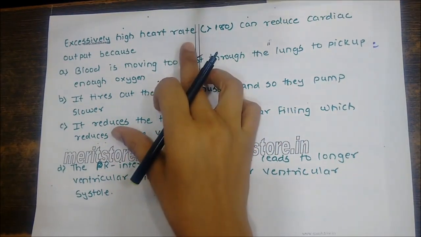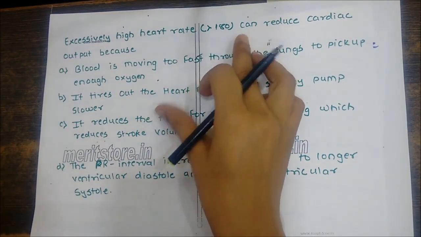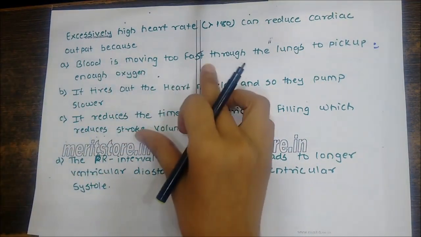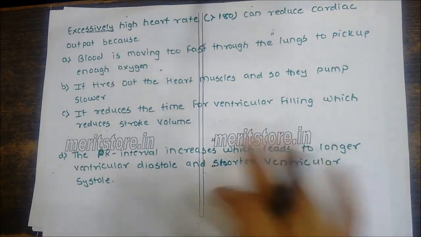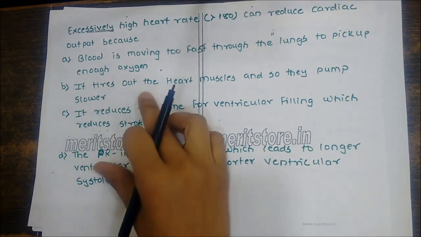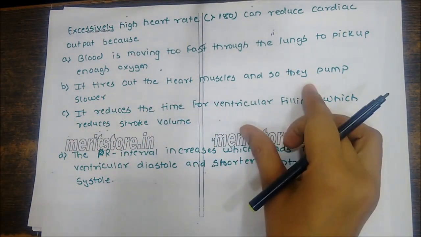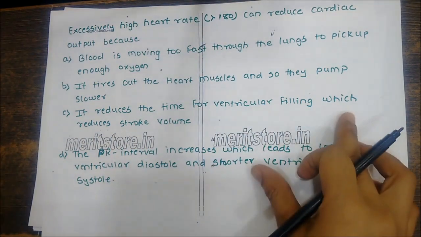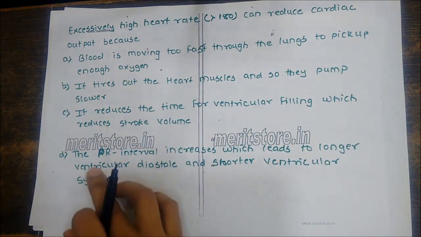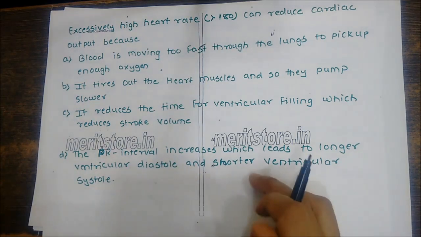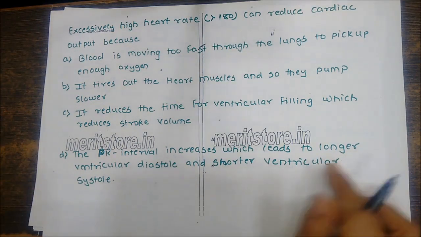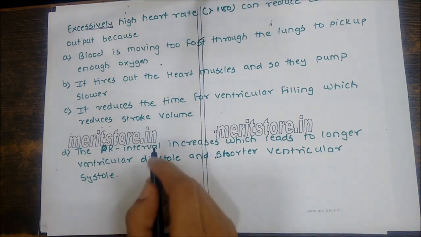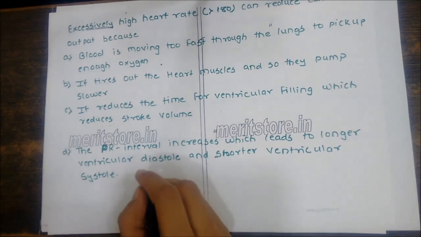An excessively high rate, that is greater than 180, can reduce cardiac output because A, blood is moving too fast through the lungs to pick up enough oxygen, B, it tires out the heart muscles and so they pump slower, C, it reduces the time for ventricular filling, which reduces stroke volume, and D, the PR interval increases, which leads to longer ventricular diastole and shorter ventricular systole.